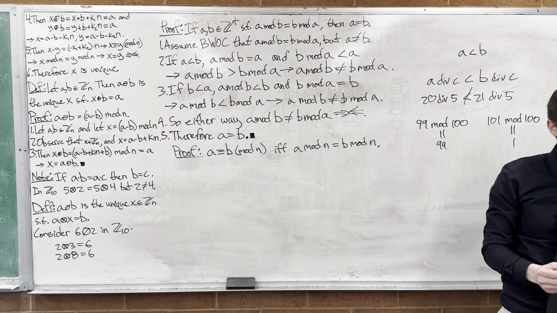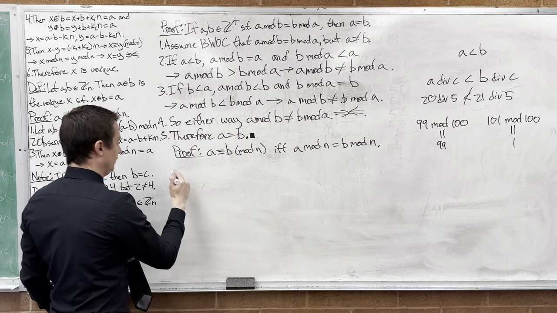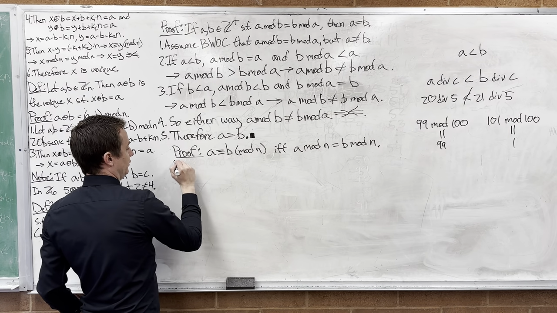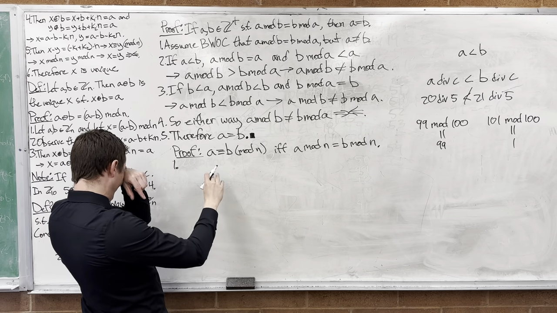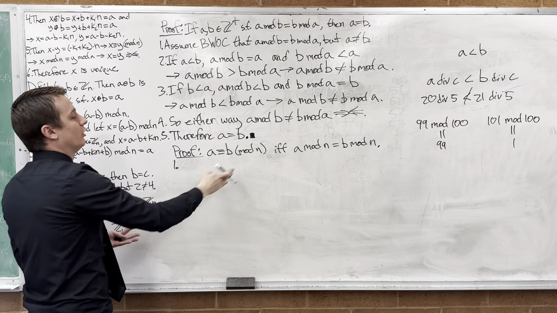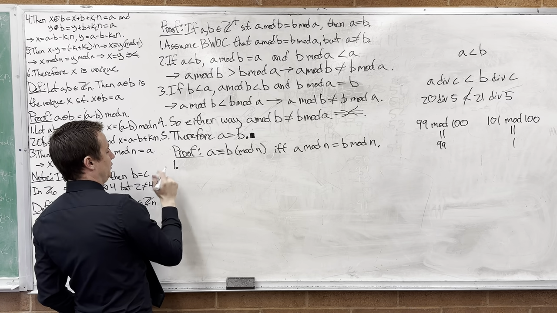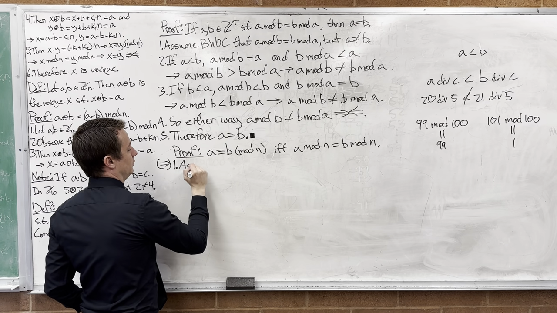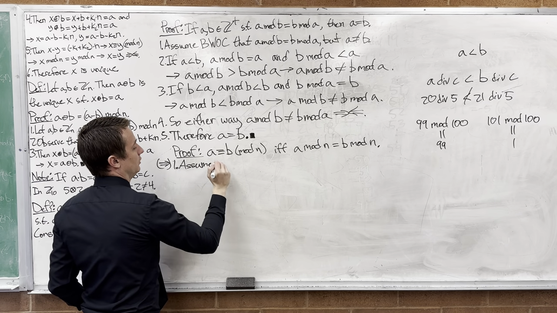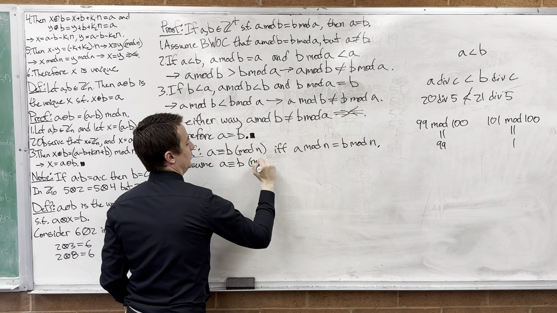Okay? Okay. So let's prove this direction first. Let's prove that this implies this. I won't bother saying let A and B be integers and N be a positive integer, blah, blah, blah. Assume we said that. So now let's do this direction. So assume A is congruent to B mod N.